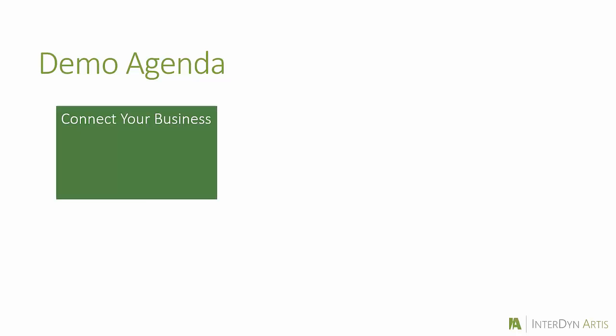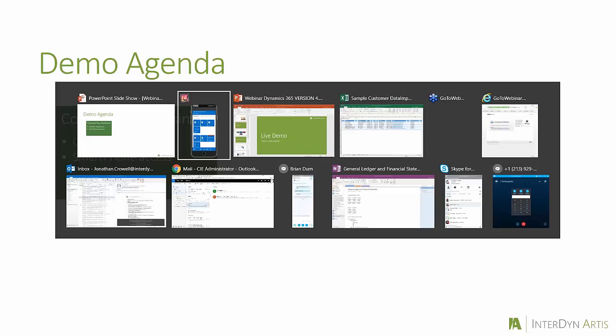So first off, the idea of connecting your business. Now, you alluded to this before, that loss of productivity. 40% is a lot. What is that, $450 billion? It's not a small number. So we're going to take a look at the Outlook integration as well as the smartphone access. So we'll just jump right over to my demo environment.